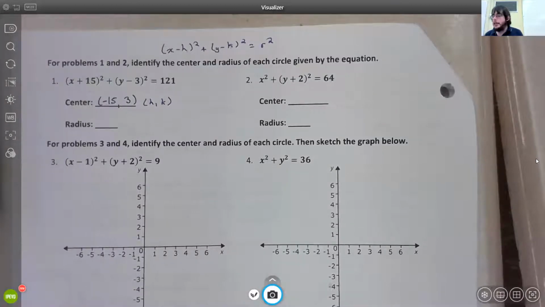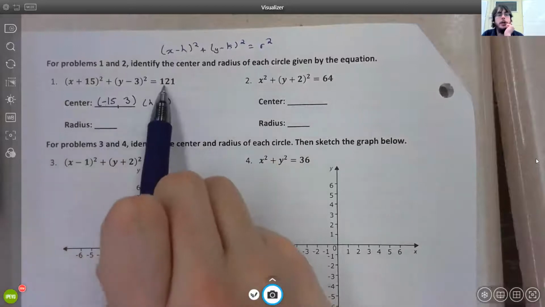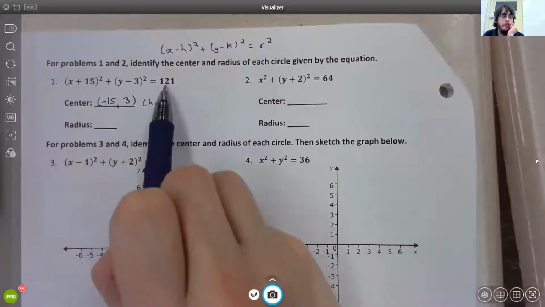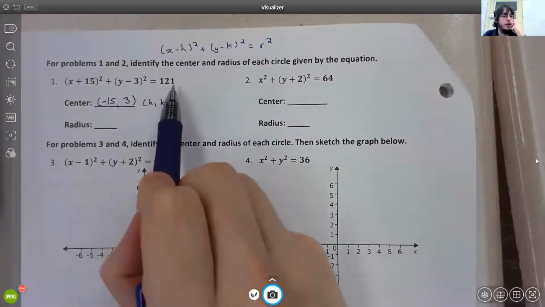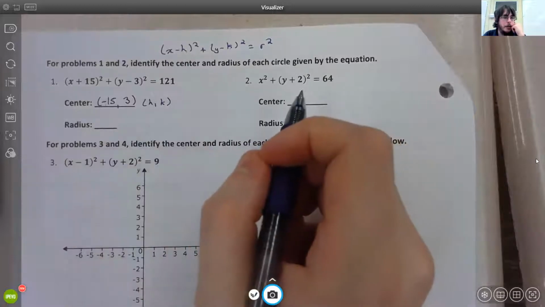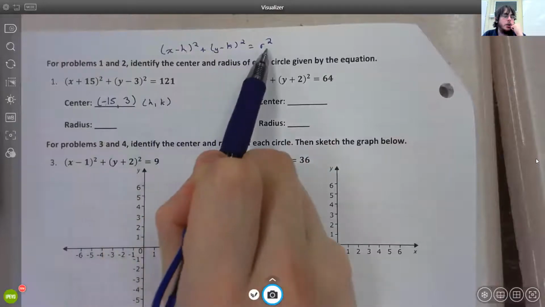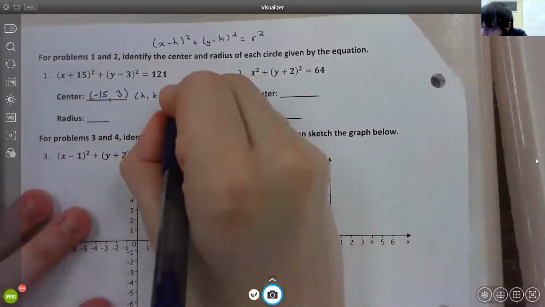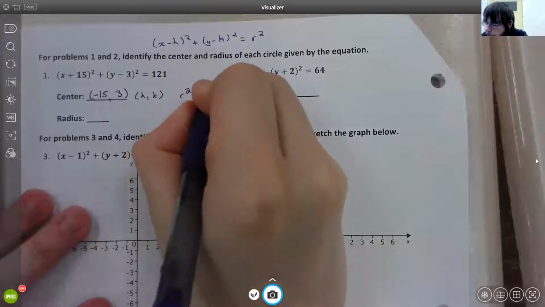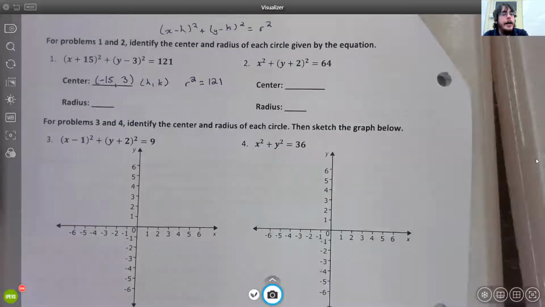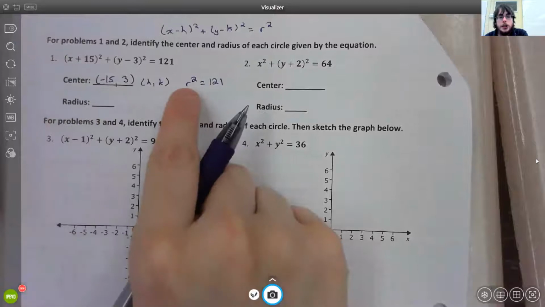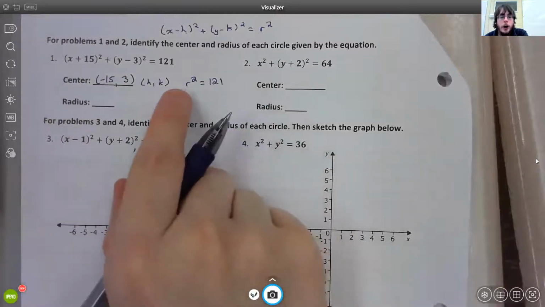Now to find our radius, it's important to note this number here. We have 121. A very common mistake is that people just go, oh, that's our radius, and write that down. But that number is not the radius, it's the radius squared. So r squared is equal to 121. If you have r squared equal to 121, you need to make sure that you can solve for r, because you're not looking for r squared, you're looking for r.